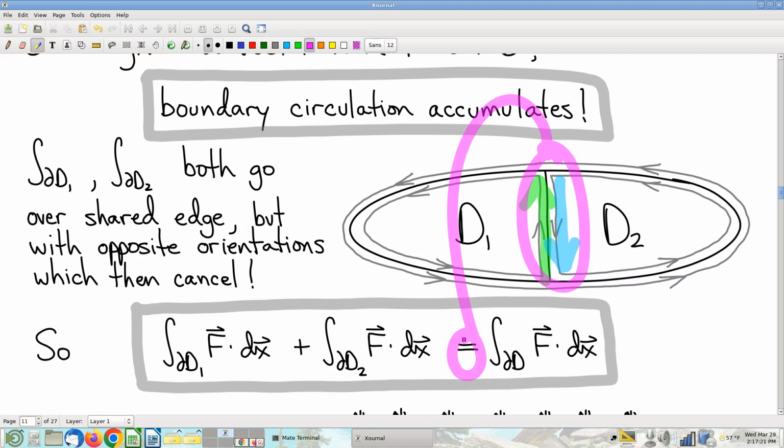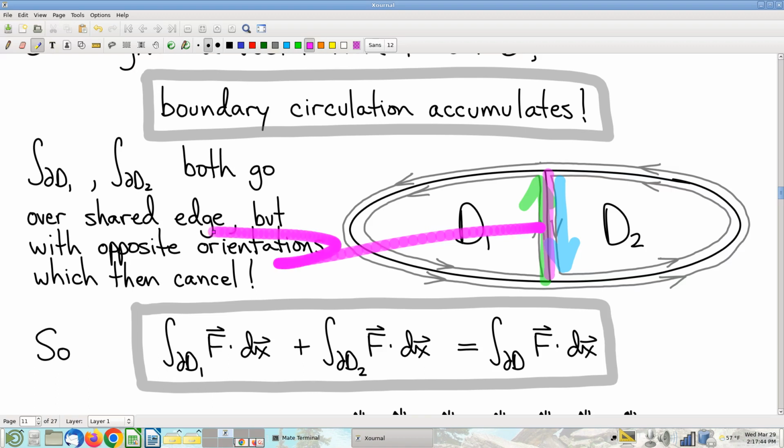And here's the thing. It's zero. It doesn't look like it. You see a green and you see a blue and it's like, well, there's a line integral there. Surely you'll get some value for that line integral. But very importantly, notice that's along the same edge, but with exactly opposite orientations. And so on this same edge, opposite orientations, they cancel, and the difference between the whole and the sum of the parts is zero. Said differently, the whole is the sum of the parts, and boundary circulation accumulates.